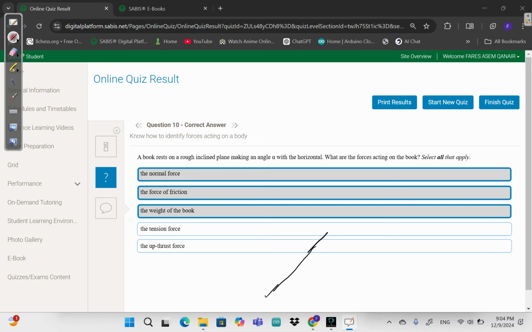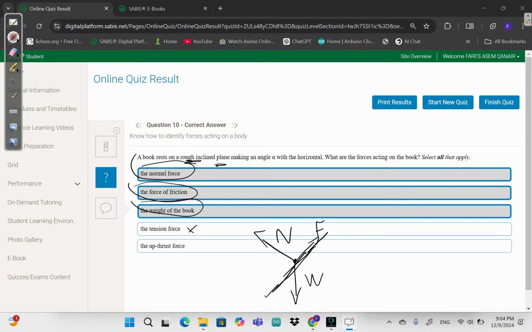So we have the free body diagram here. This is the horizontal plane. We have the box, we have the weight vertically downwards, and we have the normal. And since it's a rough plane, there has to be friction as well. So we have friction. So what are the forces acting on the object? It's going to be the normal, friction, and the weight.